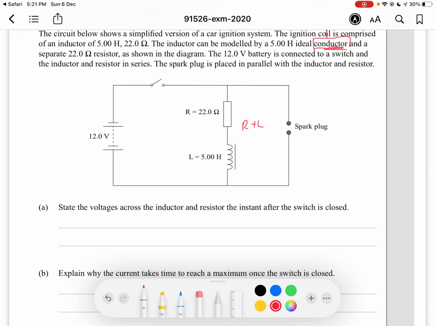So R plus L. We just say the voltage across the resistance and the inductor should add up to 12 volts since it's connected in parallel here. And we know that initially, there's going to be a high rate of change of current in the inductor. Therefore, the inductor needs to induce 12 volts, and there's going to be nothing through the resistor. So we can just say the inductor is 12 volts, resistor is 0 volts.